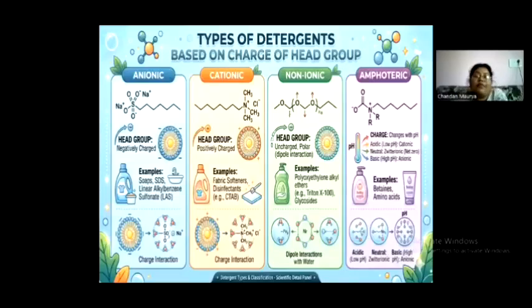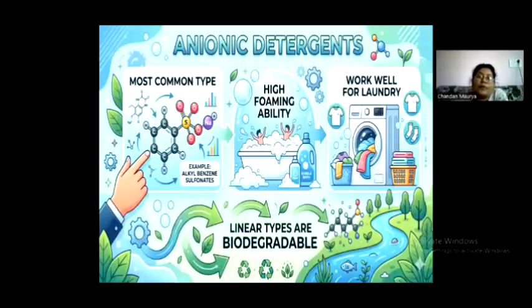Now let's come to the types of detergents. Depending on the charge of the head group of the molecules, detergents can be classified into 4 types. The first type is anionic detergents. Typical anionic detergents are alkyl benzene sulfonates. The alkyl benzene portion of these anions is lipophilic and the sulfonate is hydrophilic.